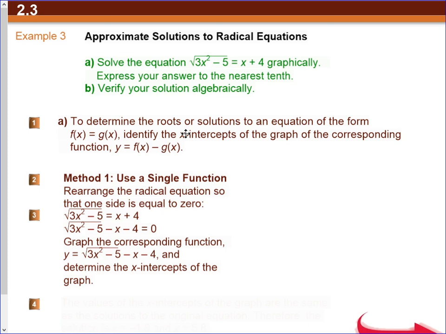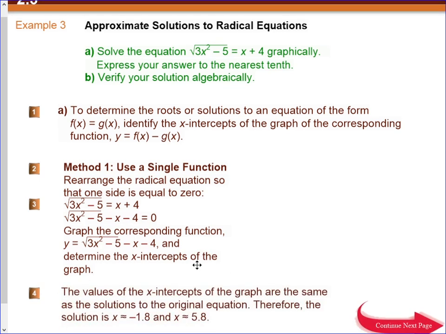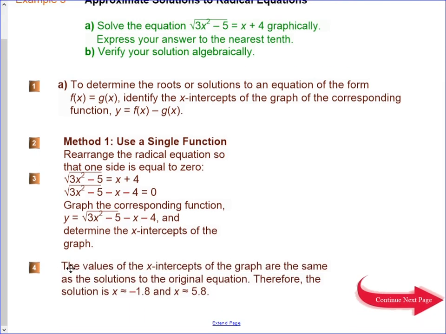We can rearrange the function so that it's all equal to 0. So we could take these two sides of the equation, the square root of 3x squared minus 5 is equal to x plus 4, and then subtract x and subtract 4 to get a huge function of the square root of 3x squared minus 5 minus x minus 4. And from that, make the graph. The values of the x-intercepts of the graph are going to be the same.